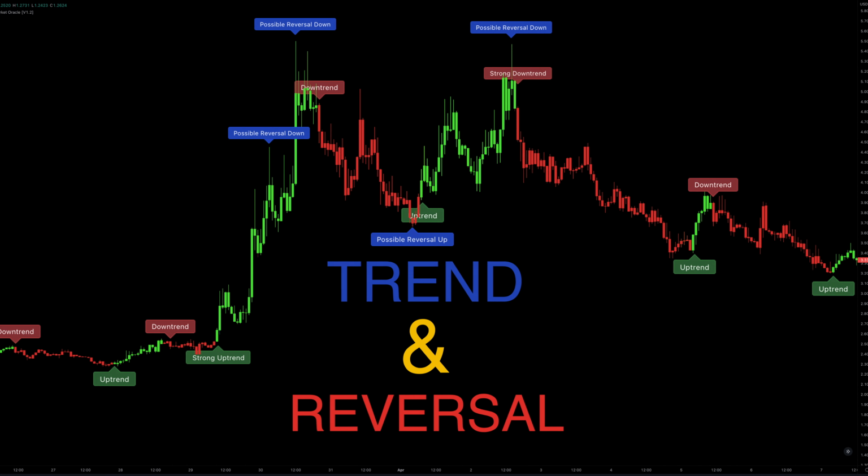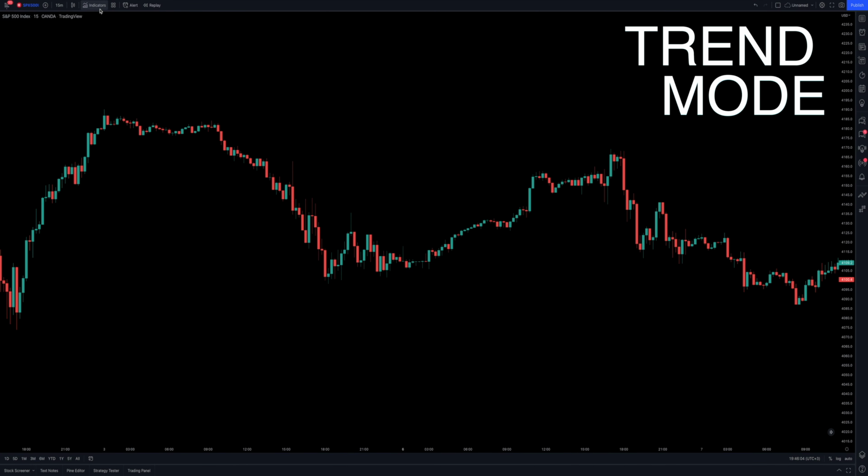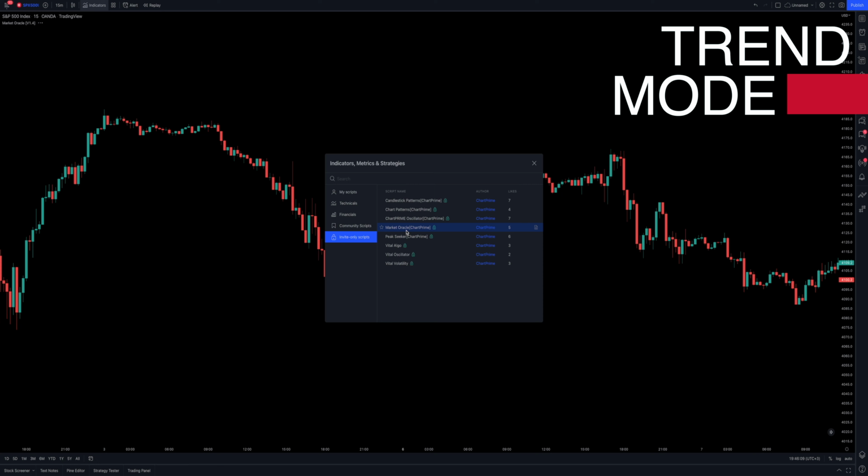Trend and reversal mode. This feature makes it very easy to spot uptrends and downtrends before they fully play out, as well as give you a fair warning before a possible trend reversal. Trend mode will automatically be activated once you have the Market Oracle on your charts.